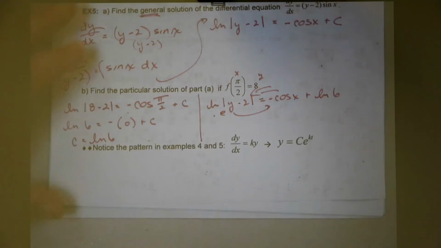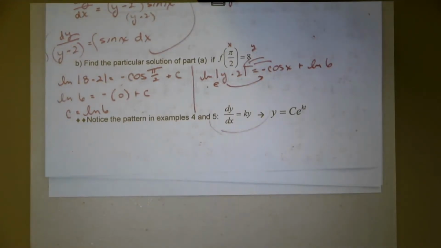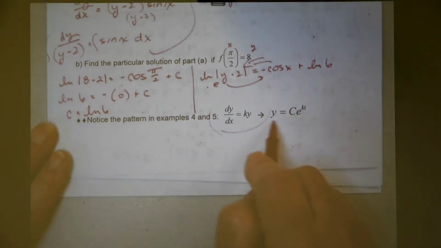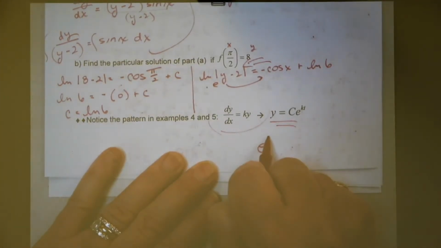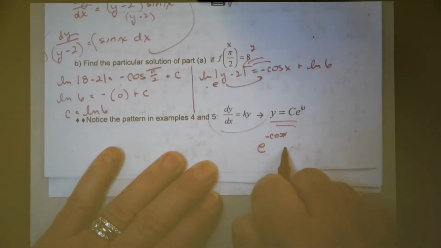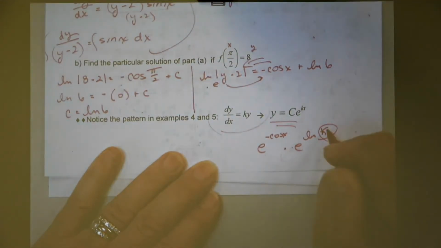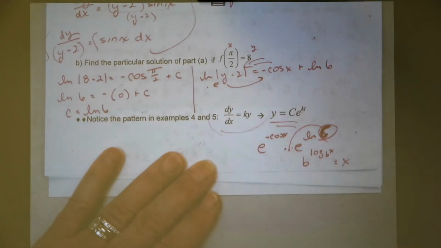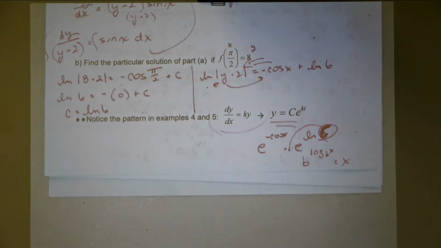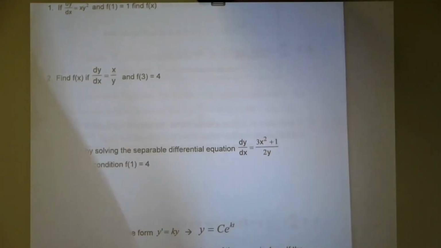And then it says, notice the examples. So when I have dy/dx equals some constant times y, we're going to end up with this situation, because you're going to end up with e to whatever. Let me just use the negative cosine x. And then you're going to have e to the ln of some constant right here. I should have written that with a c, I'm sorry. And that constant is going to go to the front because e to the ln of x is x. All right, that is a lot of information. Let's go on to the assignment.